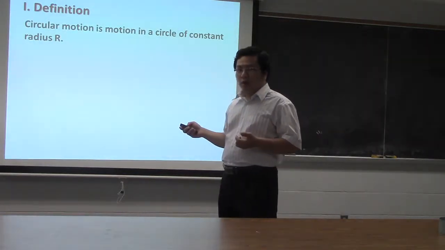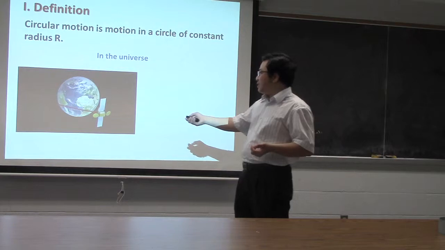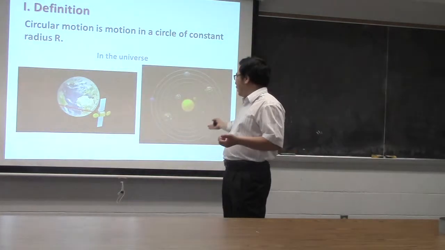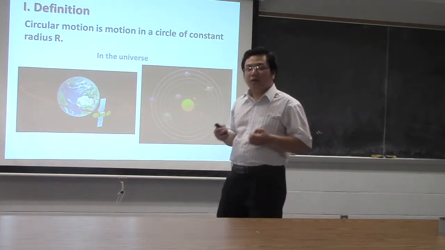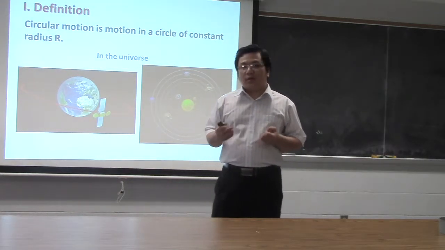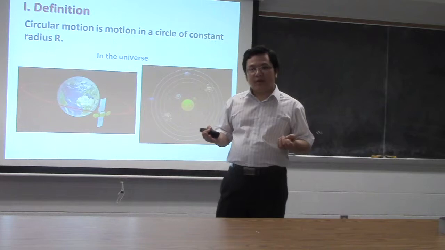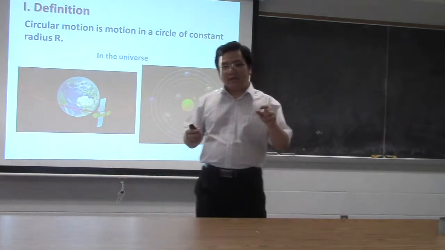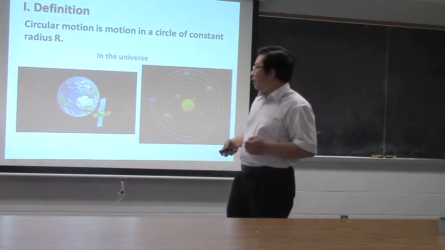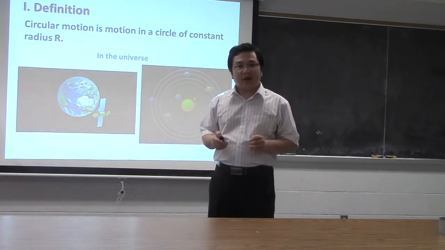On the large scale of the universe, satellites orbiting the Earth and the planets orbiting the Sun in our solar system are also examples of circular motion. So we see that circular motion occurs everywhere around us, from the very large scale of the universe to the very small scale of atoms. Now, let's investigate the kinematics of circular motion.